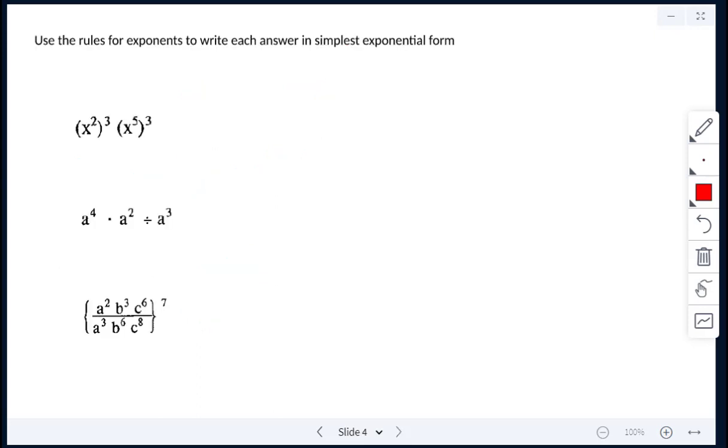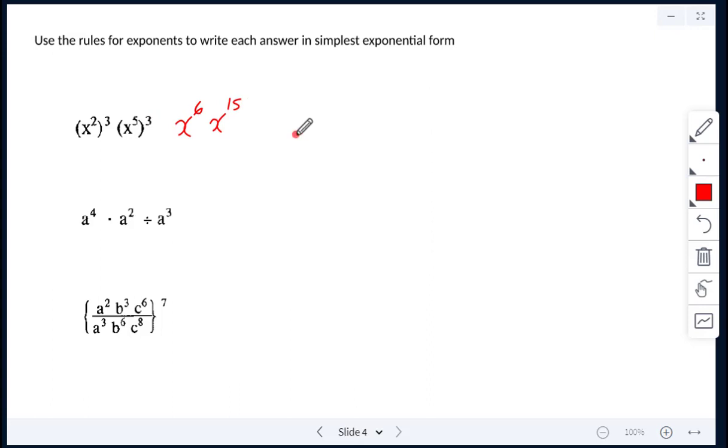The last slide here is using all the rules for exponents to write each answer in simplest exponential form. So here we have, okay, in this question, let's use our power of a power law first. So we get x to the power of 2 times 3, which is 6, and we have x to the power of 5 times 3, which is 15.